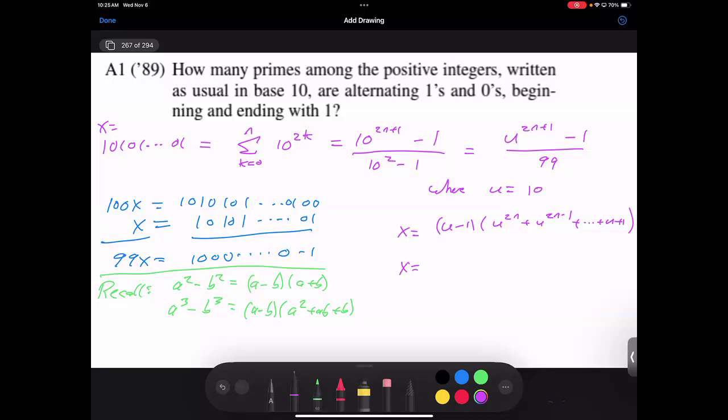So since u equals 10, this is going to be 9 times 10 to the 2n plus 10 to the 2n minus 1 plus dot dot dot plus 10 plus 1. And this should be divided by 99. So we've almost shown that X is composite.